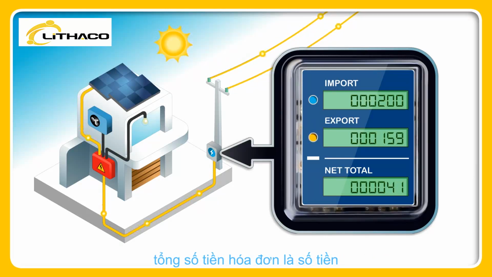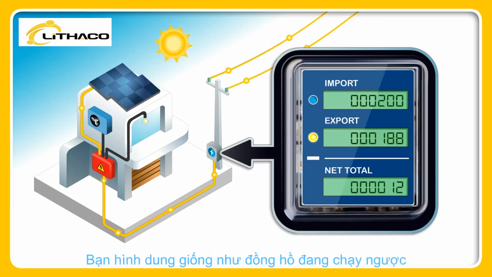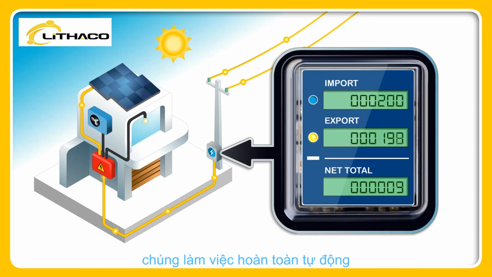The total bill amount is the amount of imported electricity reduced by the amount of exported electricity. The result is shown in the net total display. When the system is exporting electricity, the meter is running backwards. The meter will not go below zero.